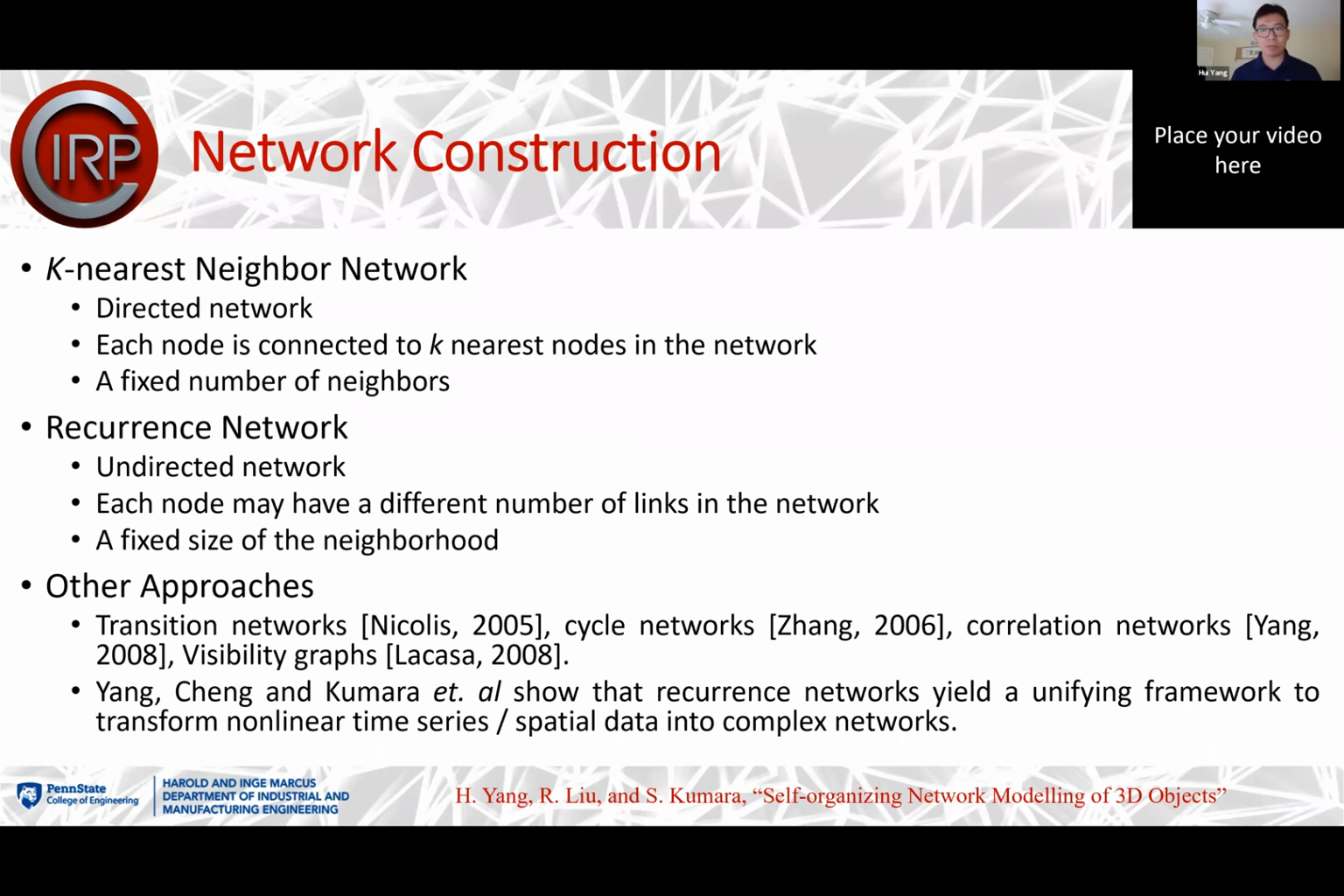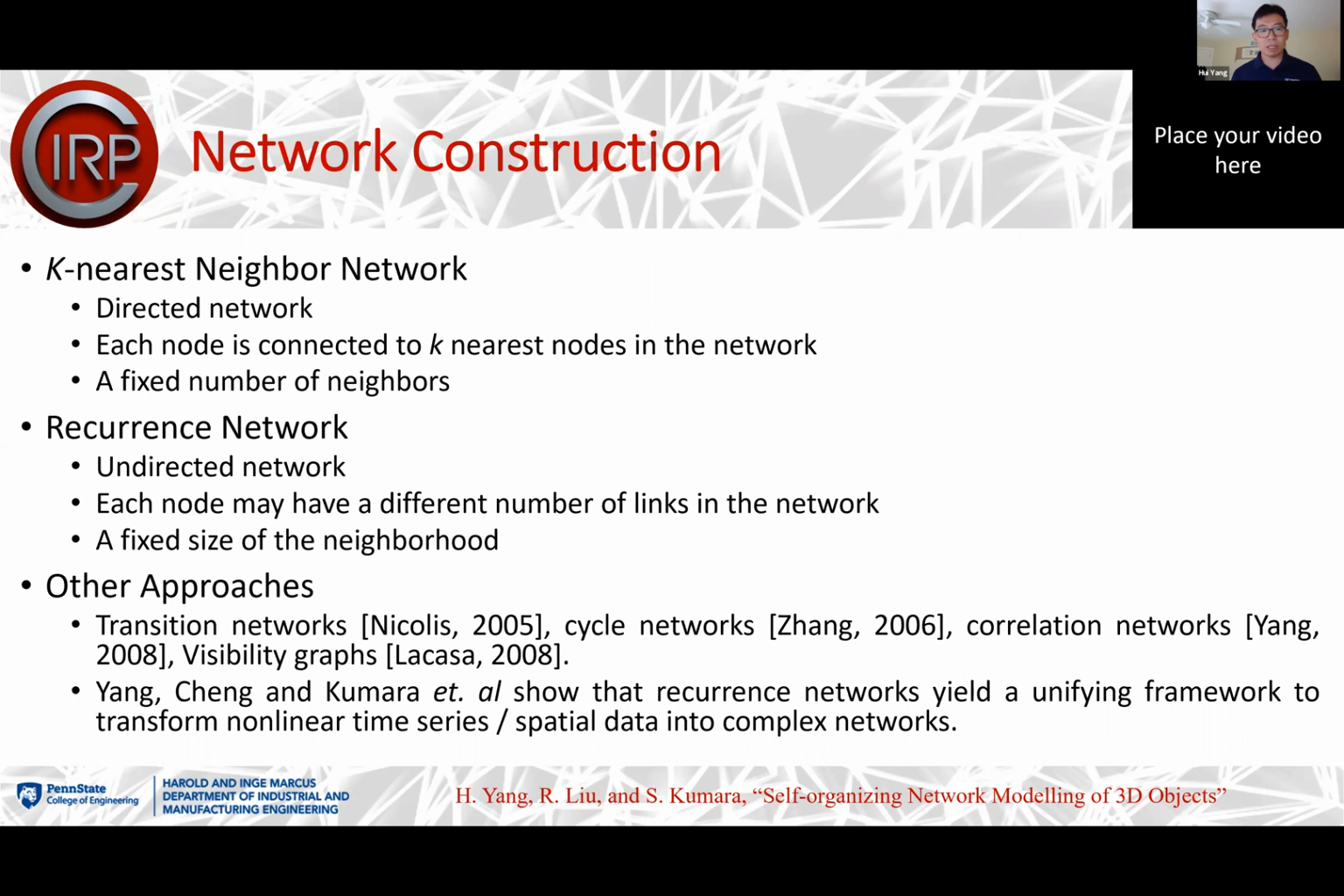The second one is called a recurrence network. This is an undirected network, and each node may have a different number of links. That means we fix the size of the neighborhood, for example the radius of the neighborhood, for each node or each voxel. Then we check how many voxels are close to this voxel within the radius of the ball. There are also other approaches like transition networks, cycle networks, correlation networks, and visibility networks.